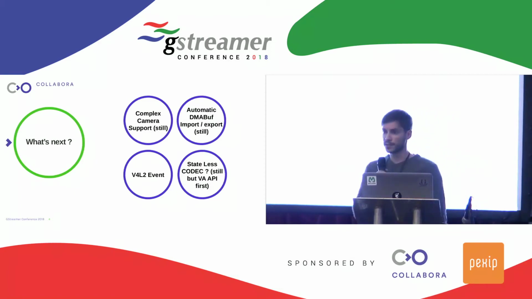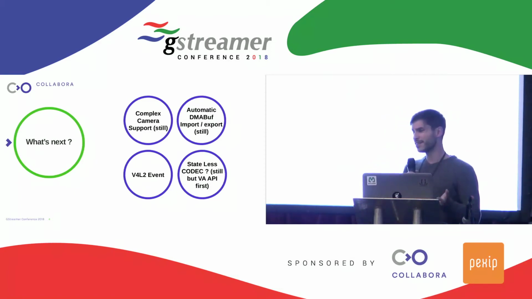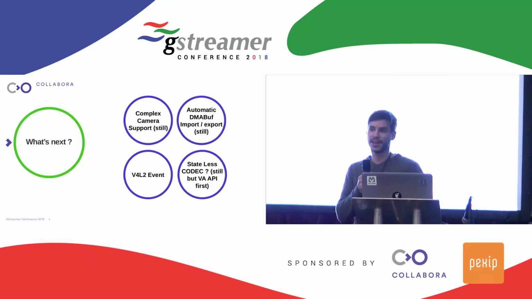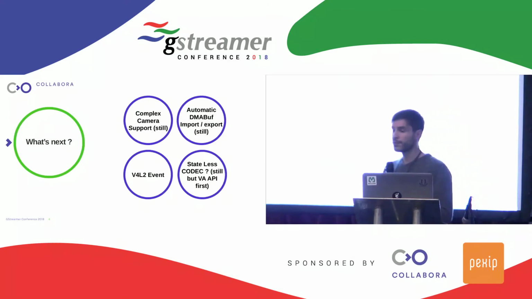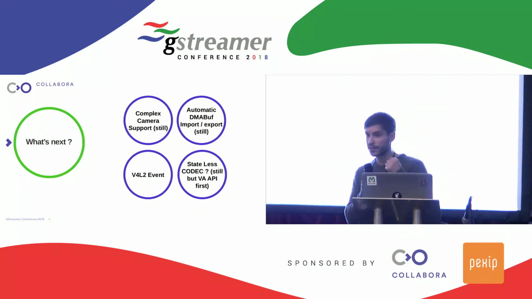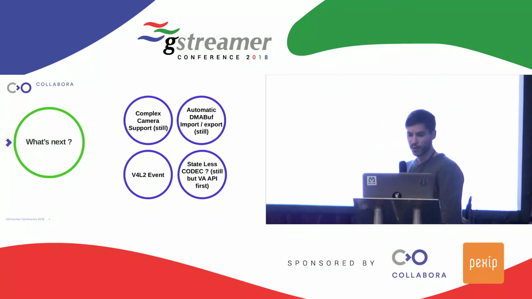Automatic DMABuf import and export. We have half of it and we need the other half. Then we need to test this very, very well before turning it on. V4L2 events: we have modified the core of GStreamer. We can now get the difference between read, write, and PRI, the priority notification, which is what is used by V4L for reading events.